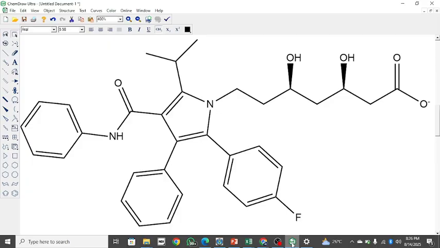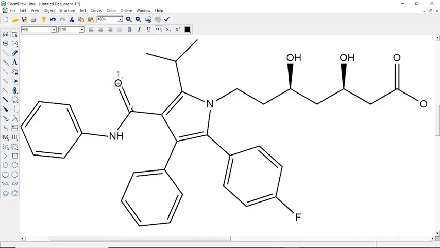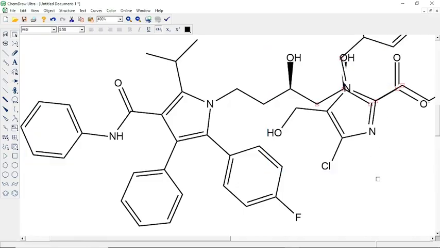Okay, thank you. So this is atorvastatin. It is a drug for CVD, cardiovascular disease. How many sites can you point from here? 3 sites. More than 3. 1, 2, 3, 4. I can pick here 1, here 2, here 3, here 4, and that means it's 5, 6.